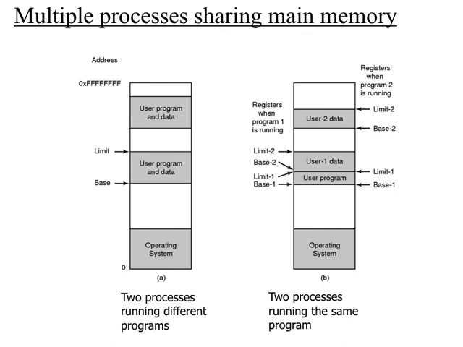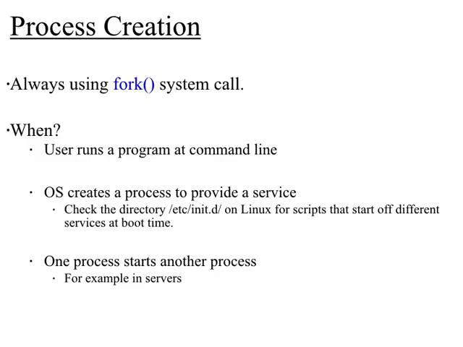So figure B here shows that the two processes are using the same program. So the operating system loads the program only once into the main memory and then allows each process to have its own data, heap, stack, and so forth. This way, the operating system uses the memory more efficiently, because the executable code is loaded into the main memory only once, whereas it can be used multiple times by different processes.